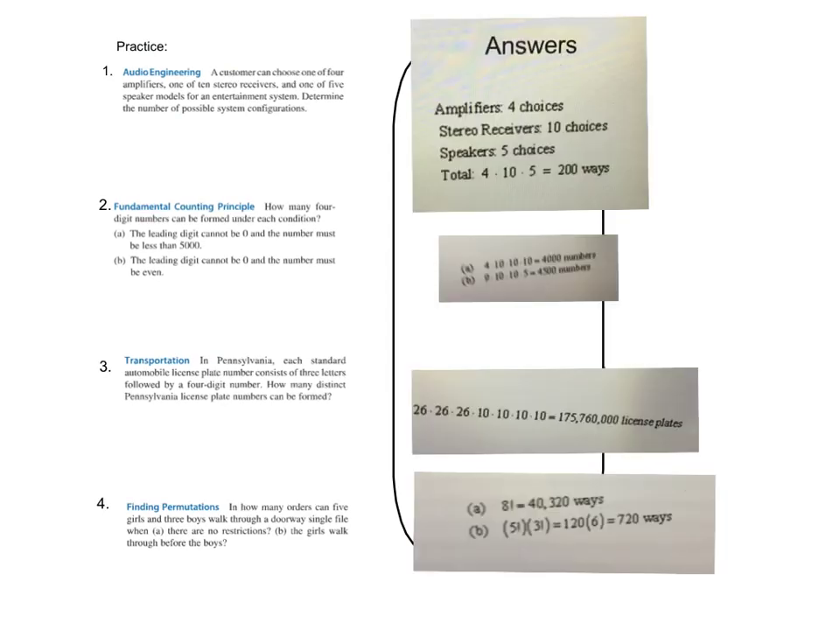All right, folks, your answers are officially up. For number 1, you have 4 choices for amplifiers, 10 choices for stereo, and 5 for speakers, so you end up with 200 ways. Number 2, you get 4,000 for A, 5,000 for B. Again, your leading digit can't be 0. And the number must be even, which is a little tricky, but when you have an even number, the last digit has to be even. So for the last digit, you only have half of the digits allowed.